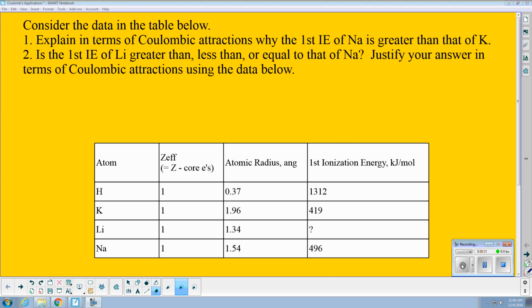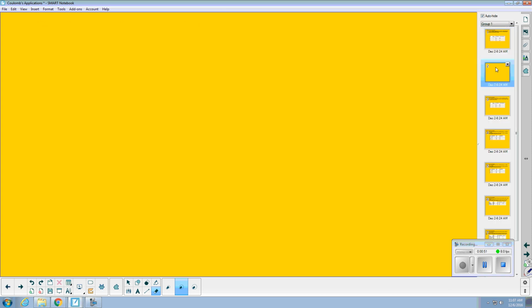Consider the data in the table below. Explain in terms of Coulombic attractions. Here we go, Coulombic attractions. Why is the first ionization energy of sodium greater than that of potassium? Good. So first, I think we need to get some notes regarding Coulombic attraction.